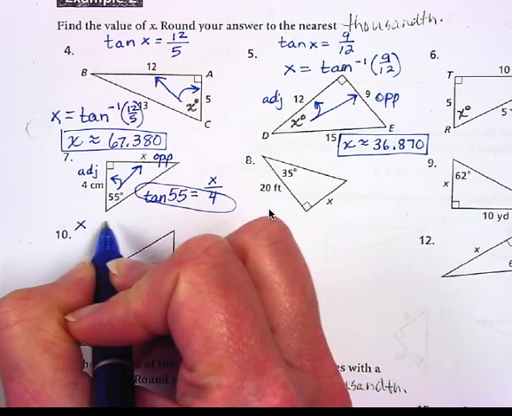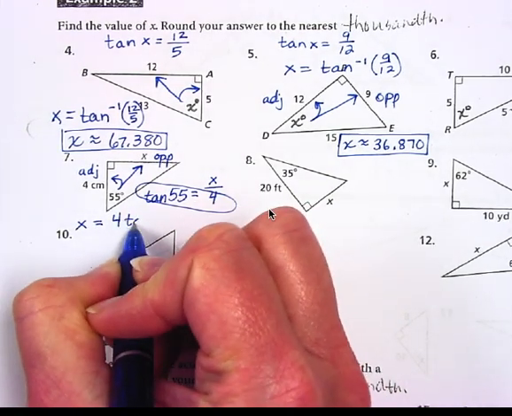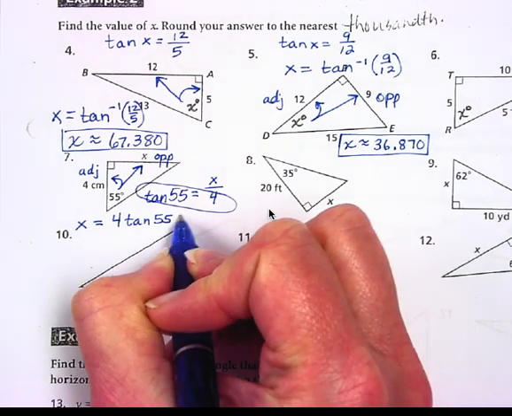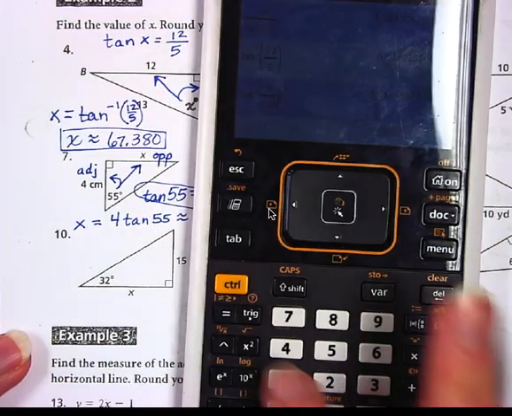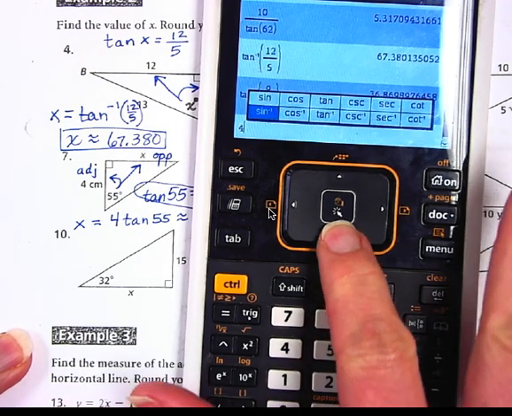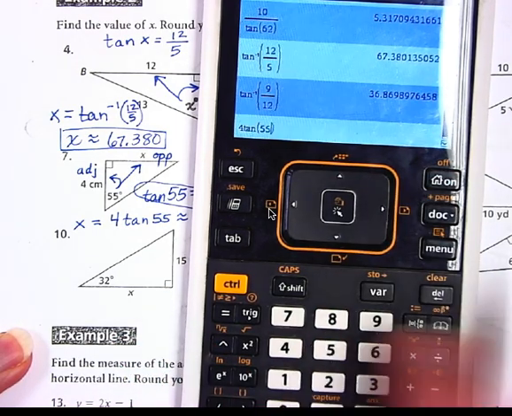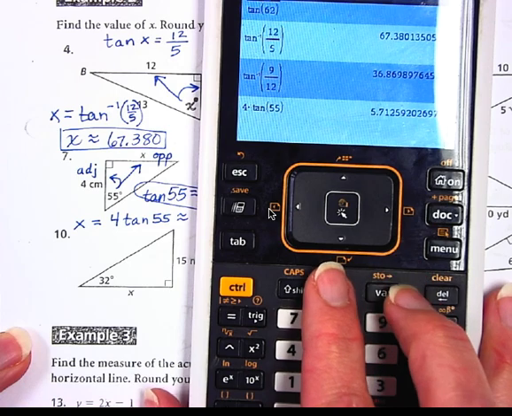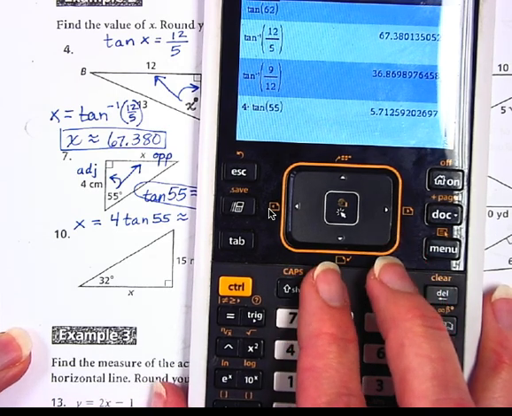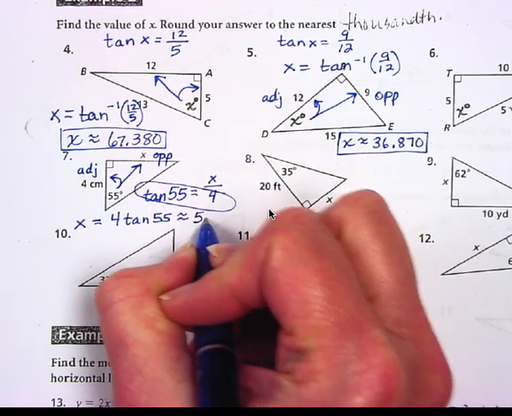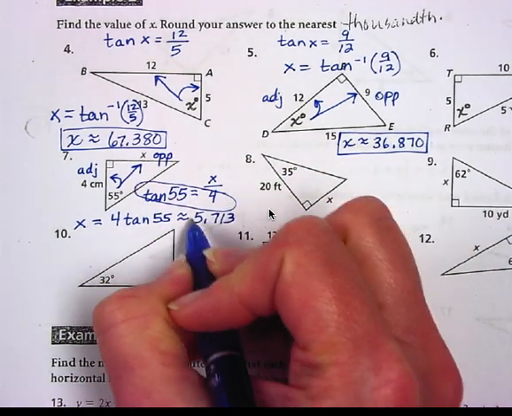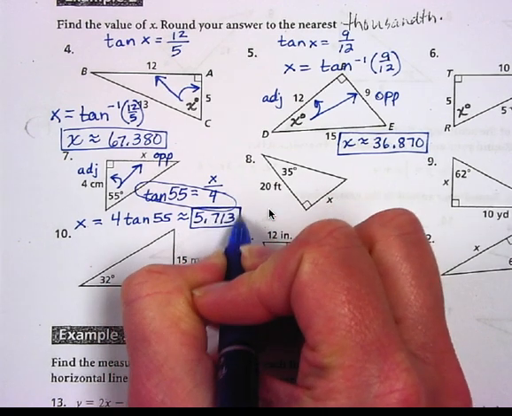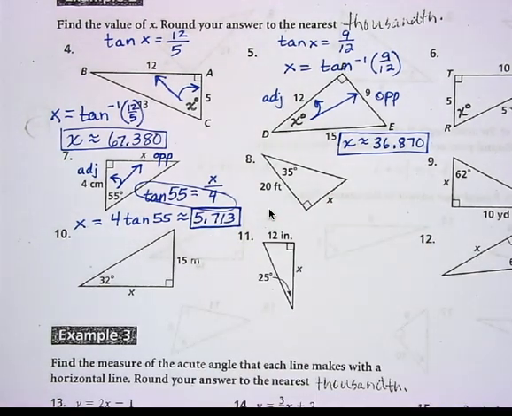So to figure out x, we're going to take 4 and multiply by the tangent of the angle, which is 55. So you're just going to type it in your calculator that way. 4 tan 55, enter. So 5.71 what? 3, right? All right, do the next one.